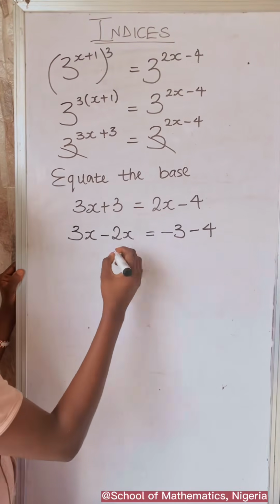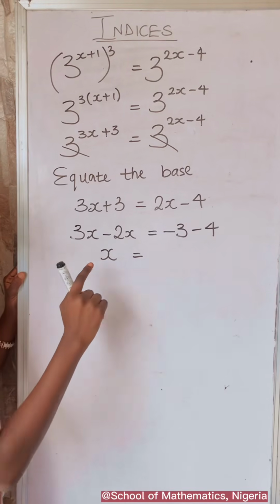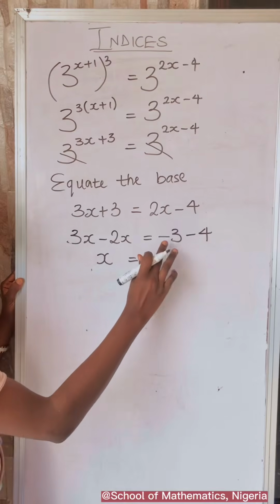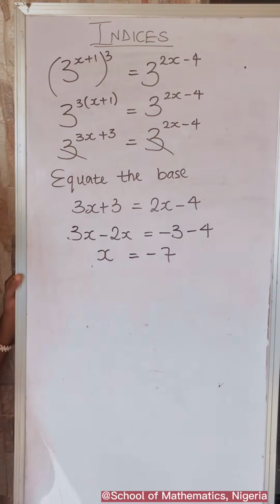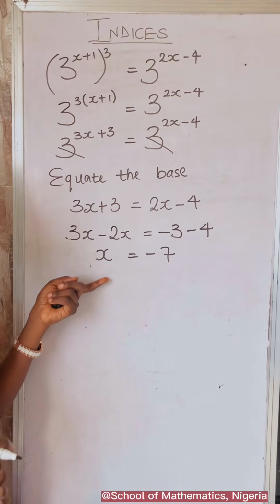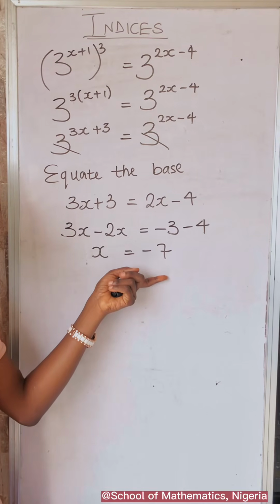So 3x minus 2x is x, because 3 minus 2 is 1, and then you have x, so there's a 1x. We do not write 1. And then you have minus 3 minus 4 to give minus 7. So we're being told that x is 7. Excuse me, we're being told that x is minus 7. Can we check if we're correct?